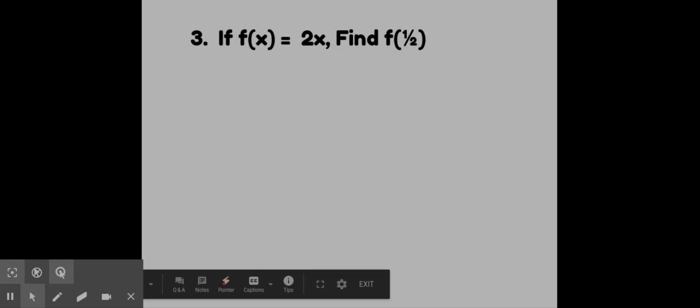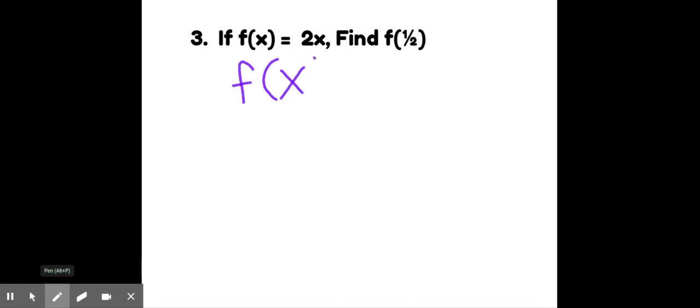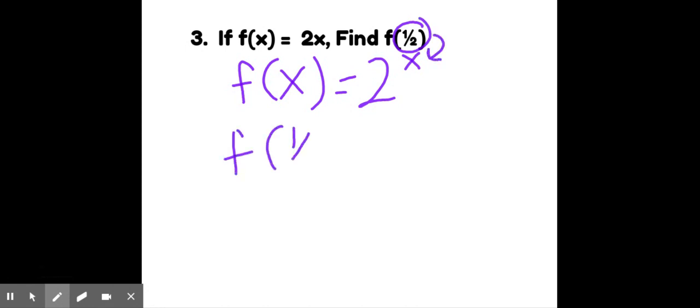Okay, so this one is supposed to have an exponent. It got transferred wrong when I transferred it to Google Slides. It should look like this: f of x is equal to 2 to the x power. So now what you guys need to know is you're going to replace the x in the function with 1/2. So you're going to write f of 1/2 is equal to 2 to the 1/2 power.